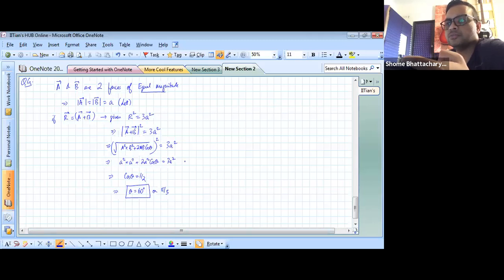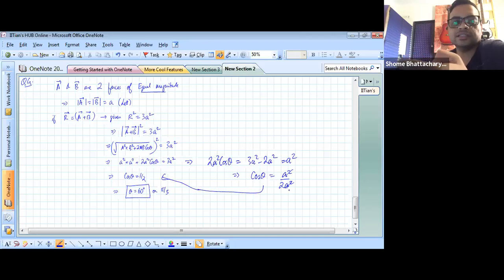So next, from this relationship, you're getting 2a square cos theta. Carry these two to that side, so that is 3a square minus 2a square. So that is a square. So next you can say that cos theta is equal to a square by 2a square. So it's half. Now cos theta is half means theta is 60 degrees, because we know that from trigonometry.